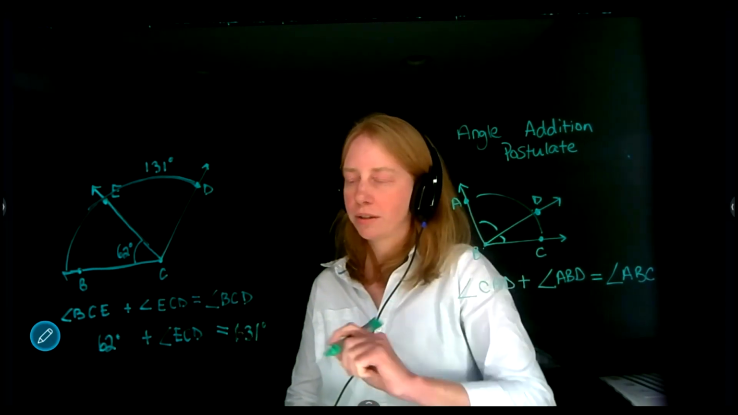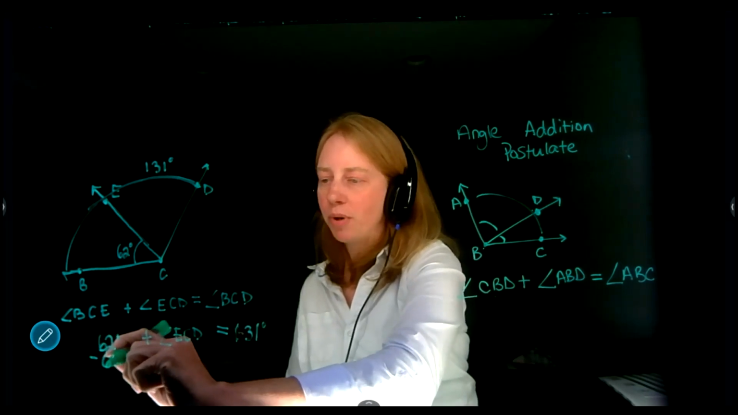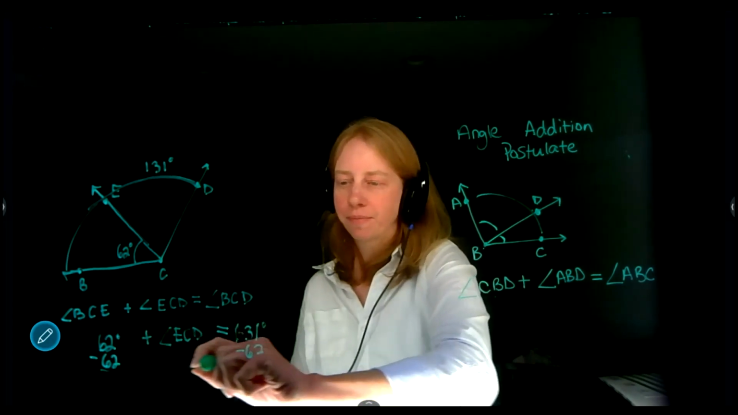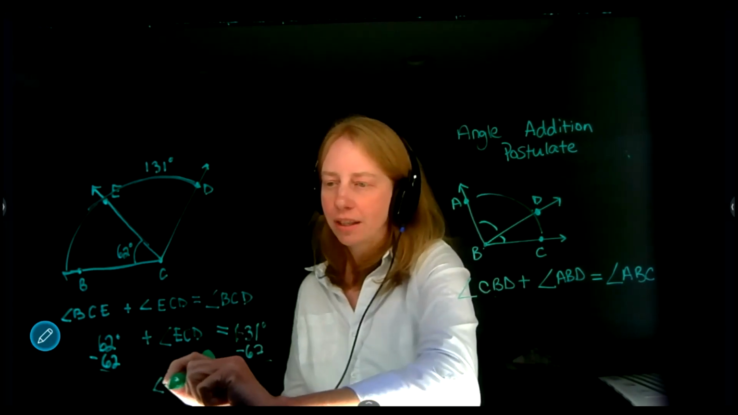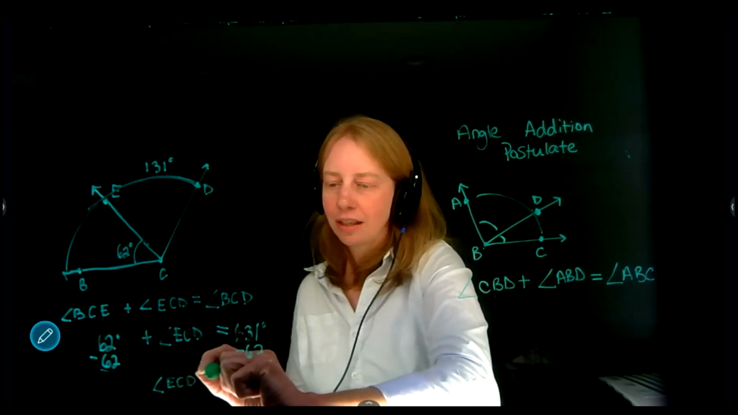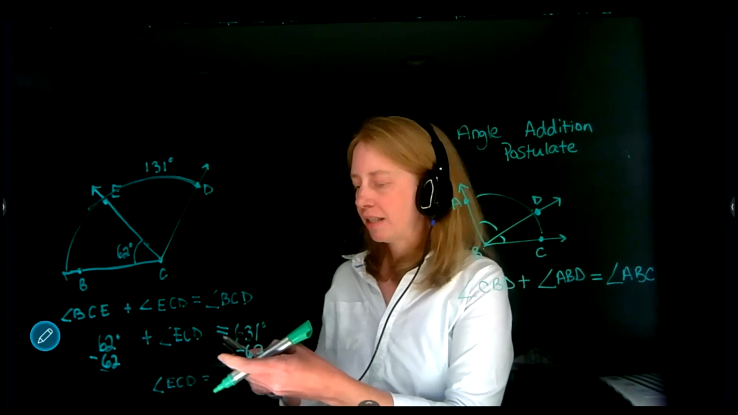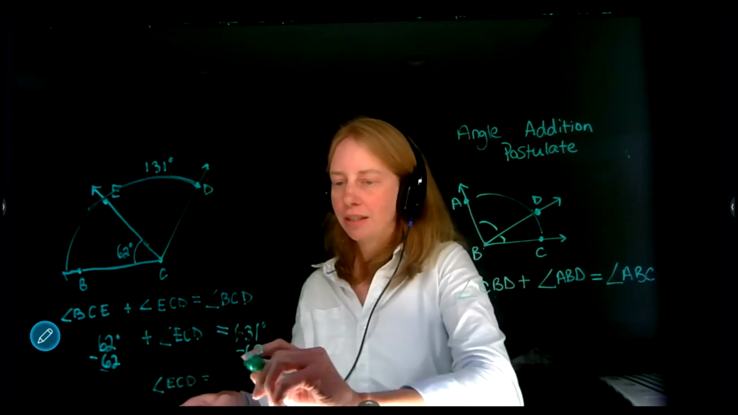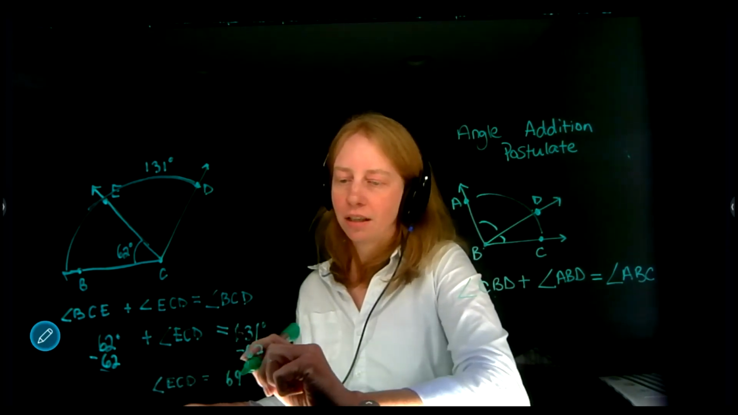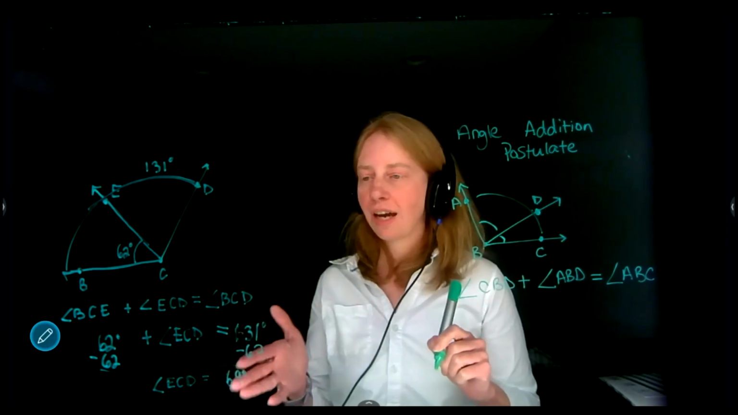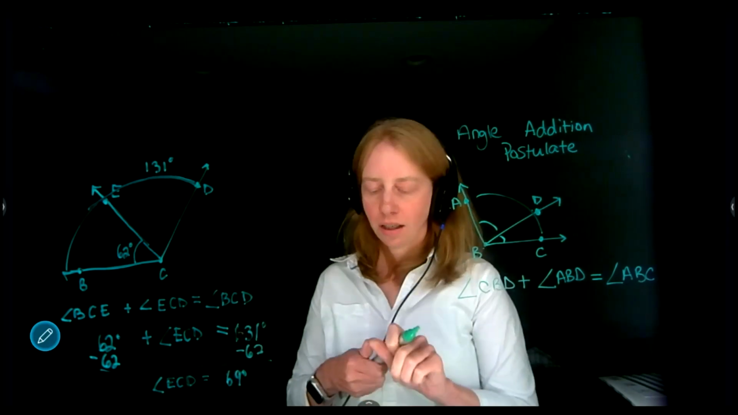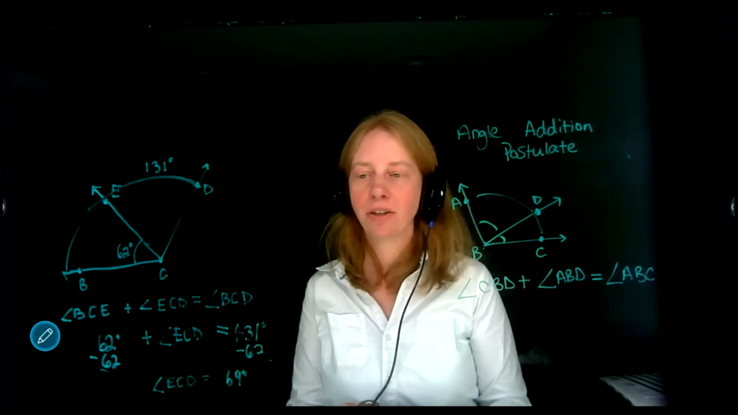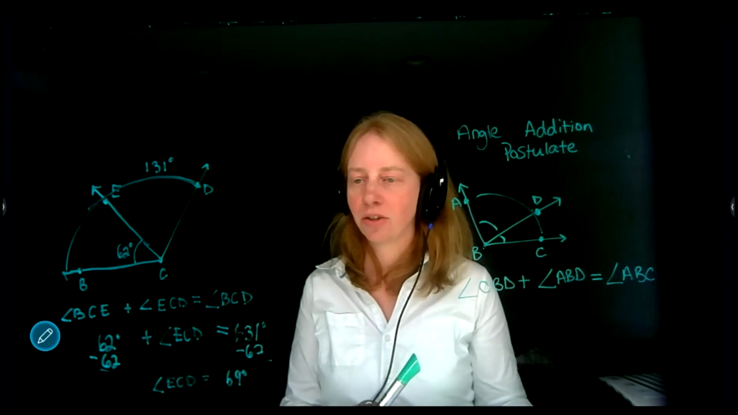I need to order new markers. So we're going to subtract 62 from both sides because we're doing algebra. Subtract 62. So we have angle ECD equals 131 minus 62. We can put that in our calculators if we want to, is 69 degrees. Okay, so that's how you're solving a problem like this. And hopefully that gets you started with a few examples. Be sure to write this example down in your notes. Be sure that you've got this angle addition postulate.